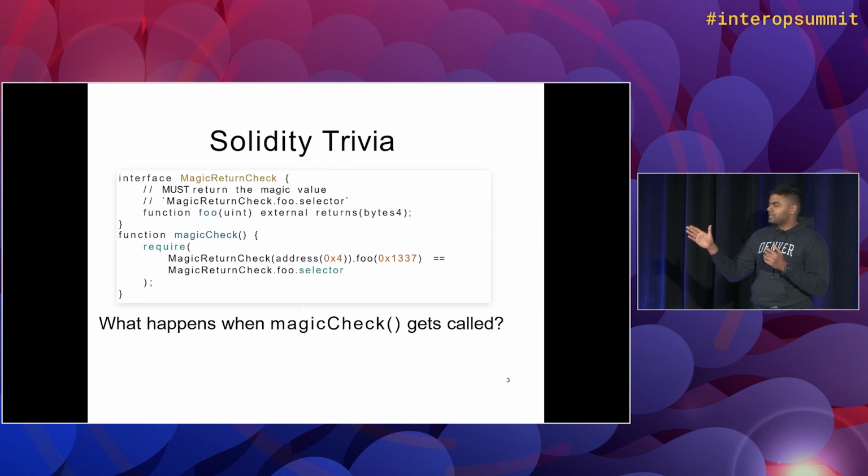So what do you think will happen here? Will the call to magic check succeed? Will it revert? Any guesses? Would it revert? Would it succeed? Just pick one among the two. Sorry, what? It failed. Why? We'll talk about it later as well.